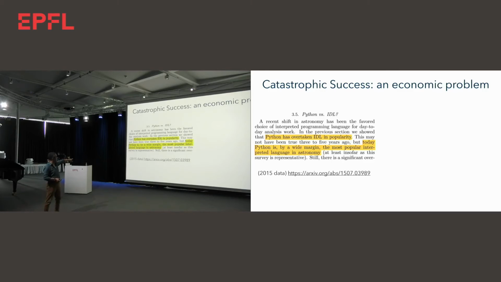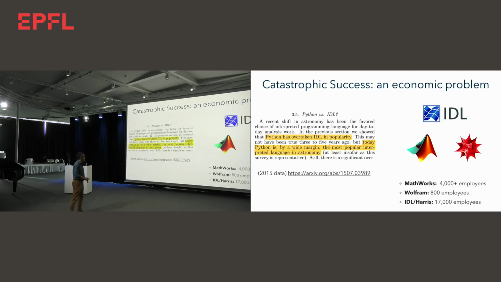In 2015, people looked at the citation data in astronomy to ask the question: is IDL, a programming language heavily used in astronomy, still the dominant tool or not? And they said, come 2015, Python has taken over IDL. In 2015, basically, IDL is now the second-rate player, and those curves, once they cross, they don't go back. But if you look at IDL or MATLAB or Mathematica, each of these companies has hundreds or thousands of employees. Those people do real work. Those people develop software. Those people write documentation. They fix bugs. They support a community of users, right?